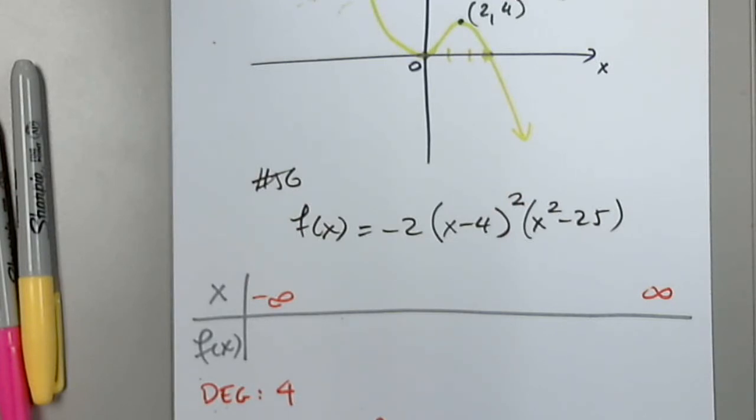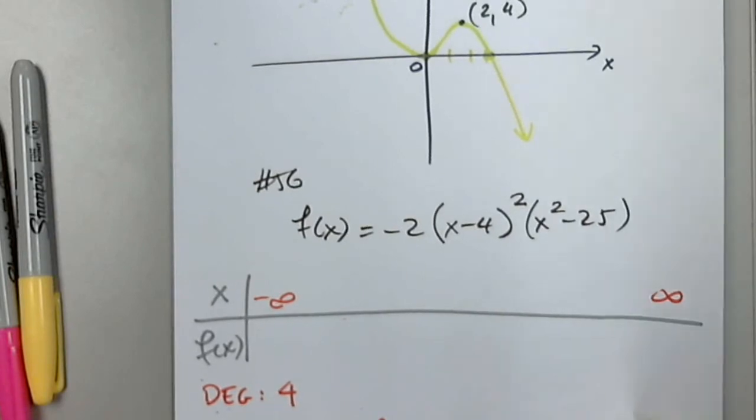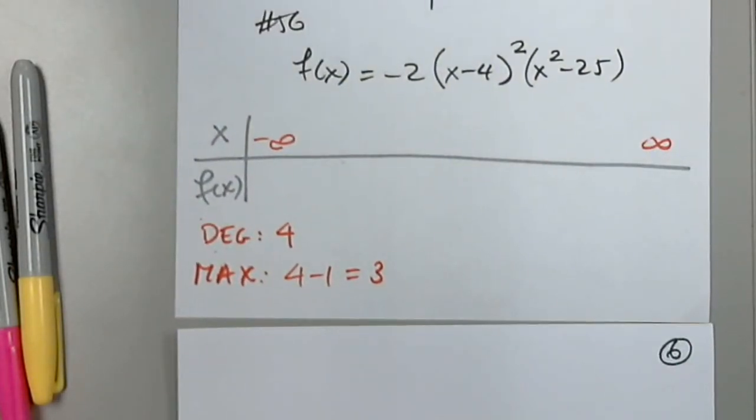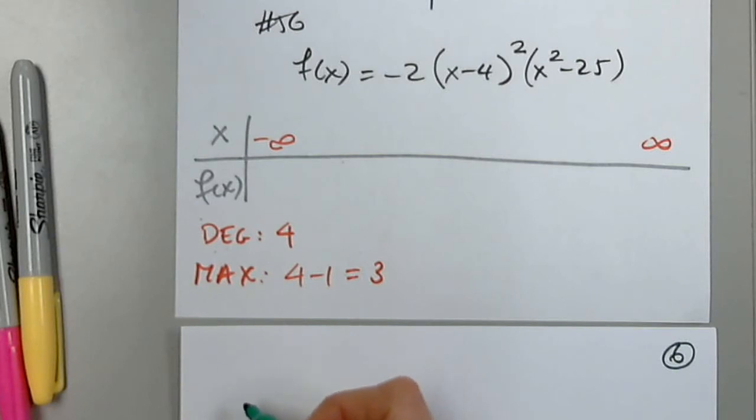Now, how many x-intercepts will you get, no matter what? It's always the degree. Always the degree. So I have to find 4 x-intercepts, even if they're all the same. It doesn't matter. Perfect. Good. So how do I find the x-intercepts?